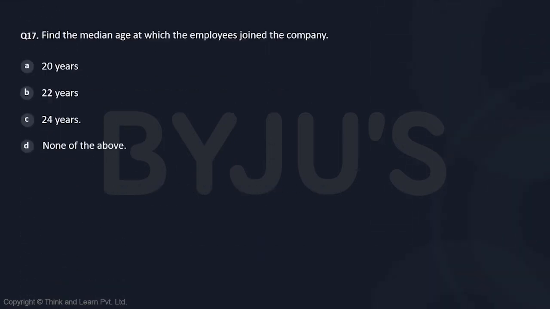Next is find the median age at which the employees join the company. This question, some of you might have made an error. Median age means if you arrange all people in ascending order, then I need the middle person. So it is not arranging of ages. It is arranging all the employees first in the ascending order. Find the median age at which the employees join.